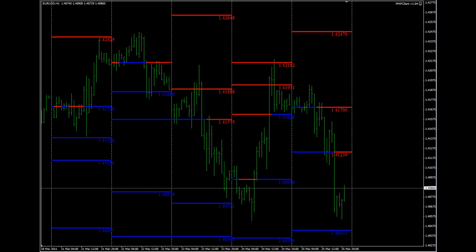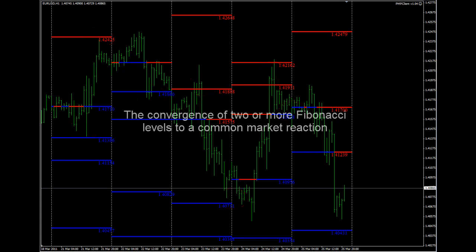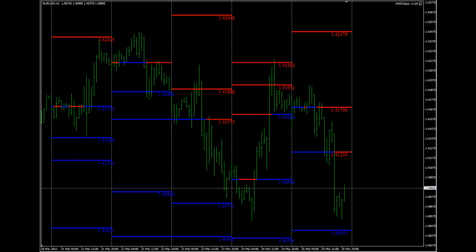Now, what is that market reaction that we're expecting, the common probable outcome? What I mean by that is the market behaving around that level as though that level was support or resistance. So clustering or convergence is the convergence of two or more Fibonacci levels to a common probable outcome, or common market reaction, by reacting to that level as support or resistance.